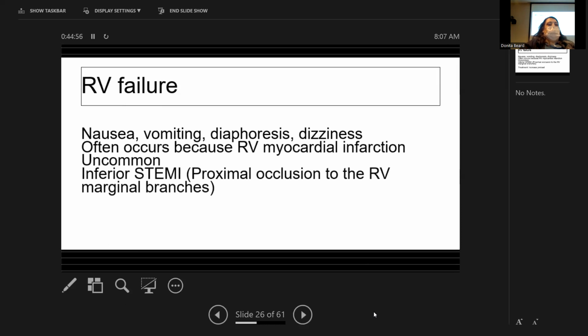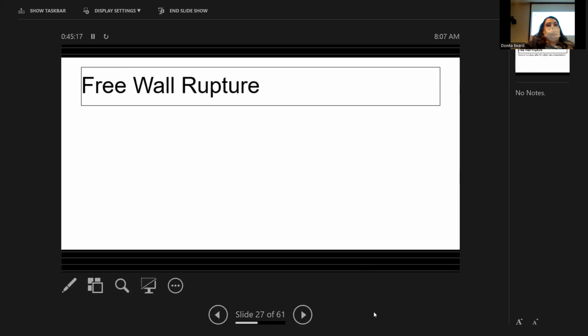Usually this occurs because the right ventricle is fed by what are called RV marginal branches that come from the RCA. So if somebody comes in with an RV infarct, it is almost always a very proximal RCA occlusion. And so the treatment is to increase their preload, aka increase their volume. So you give them fluids generally.